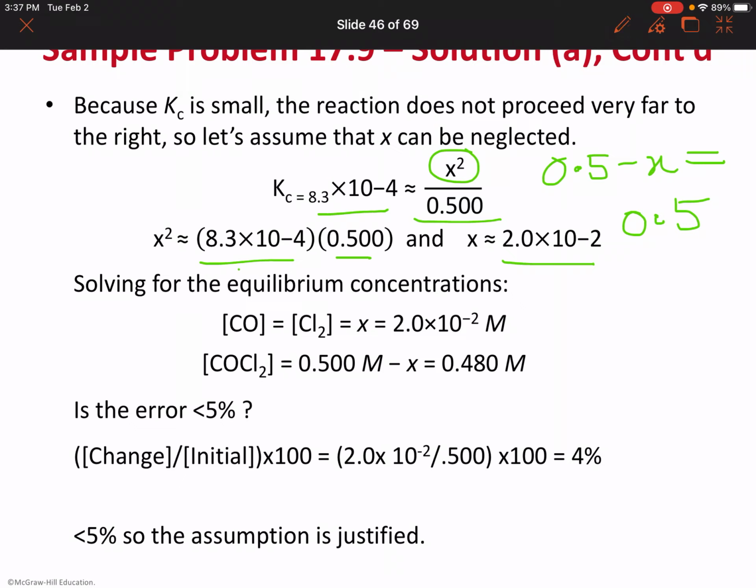So solving for the equilibrium concentration, carbon monoxide and chlorine are equal to X, which is 2 into 10 to the negative 2. And phosgene was 0.5 minus X. 0.5 minus X amount is, no, it's not 0.002, it's 0.02. So 0.5 minus X is 0.480. Okay. Now, is the error less than 5%?